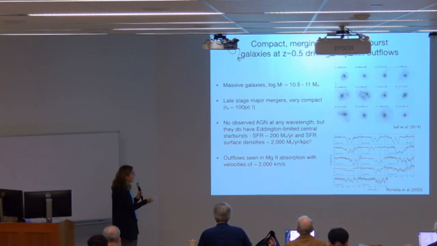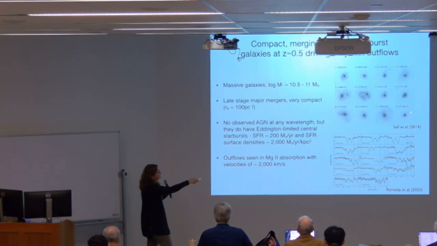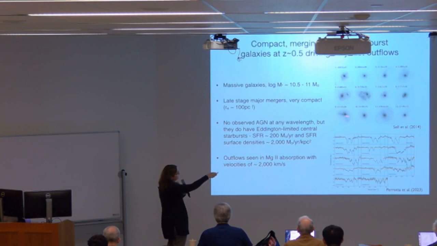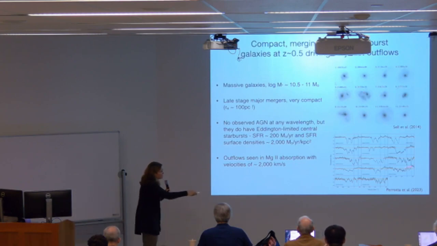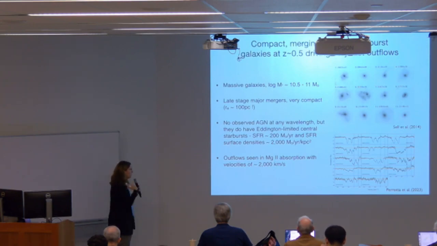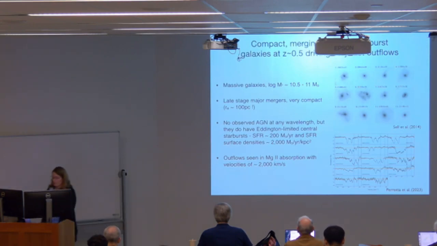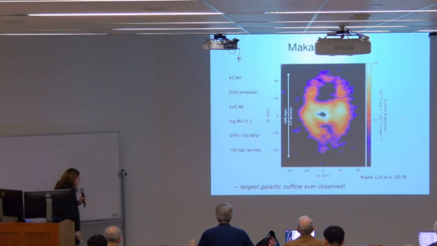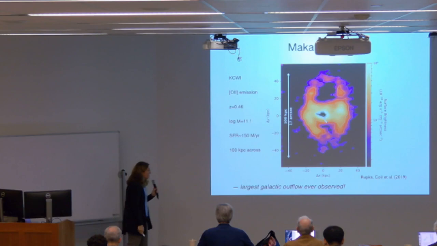They have star formation rates of up to 200 solar masses per year or more, and star formation rate surface densities up to 2,000. Really, really extreme. These are stretched really hard to see the tidal features, but most of the light is in these very tiny central starbursts. And then they're driving outflows. This is magnesium II absorption from high-res spectra with velocities of 1,000 to 2,000 kilometers per second. So really fast outflows. This is the first one that we looked at with KCWI.